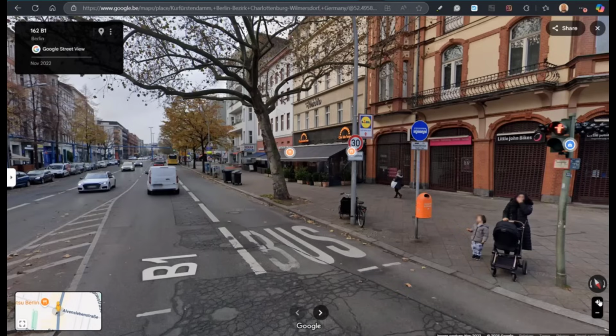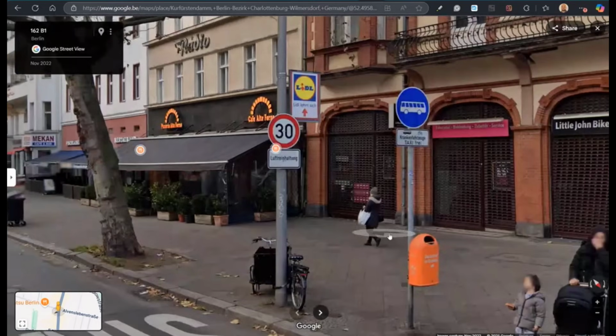Now some bus lanes may allow some additional traffic as well. For example, in this case it is allowing bicycles, and it is allowing emergency vehicles like ambulances and police cars, and the taxi is also allowed on this bus lane. That's mentioned with the white plate under the blue traffic sign.